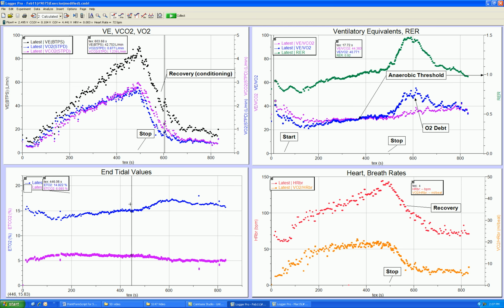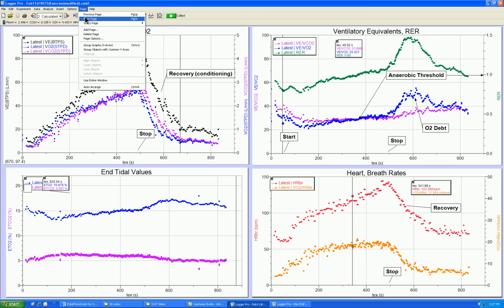The third graph indicates the end tidal values of oxygen and carbon dioxide. These are just the values at the end of exhale. The fourth graph indicates heart rates, the red being just the straight heartbeat, and the orange being the oxygen pulse, which is the oxygen burnt per heartbeat.